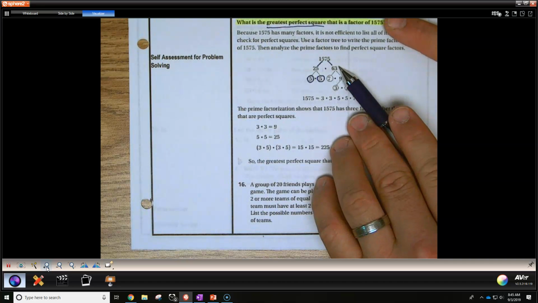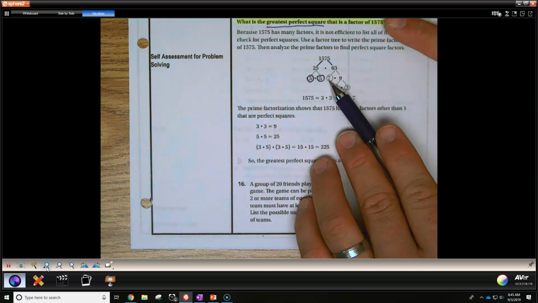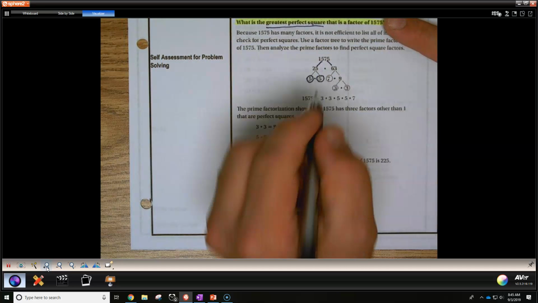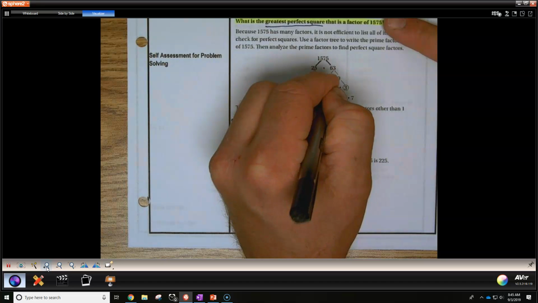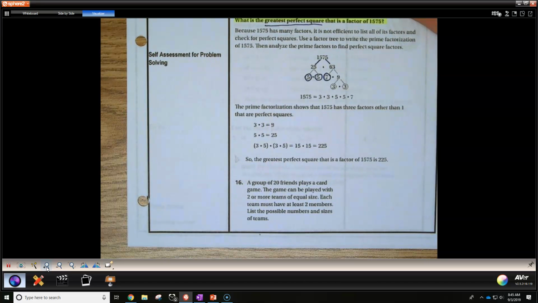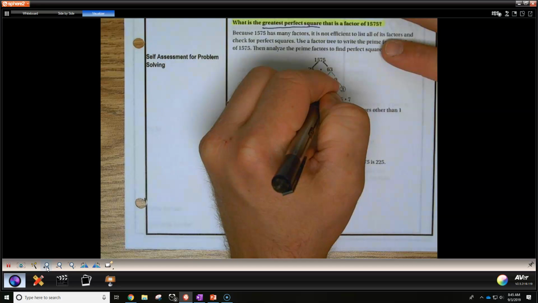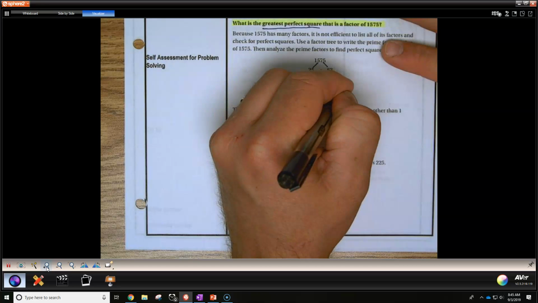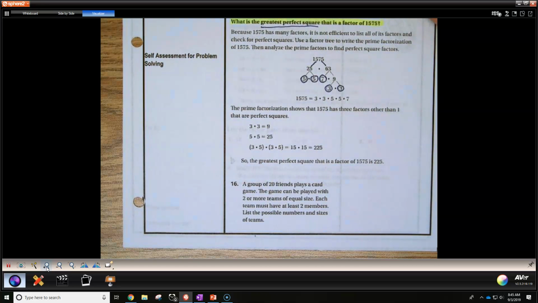63, composite number, so they made it 7 times 9. 7 is prime, 9 is not. 9 broke down to 3 times 3, which those are prime.